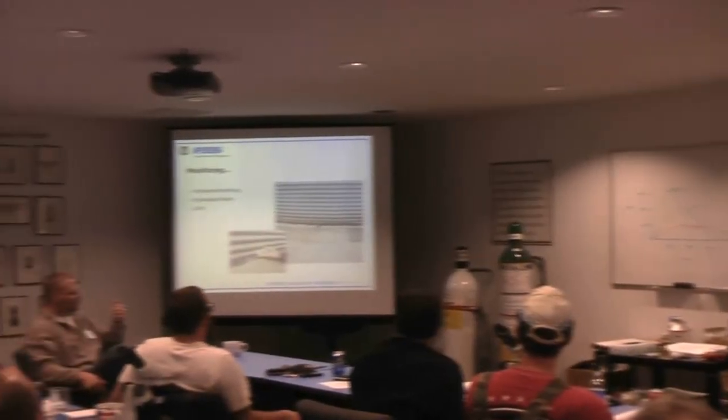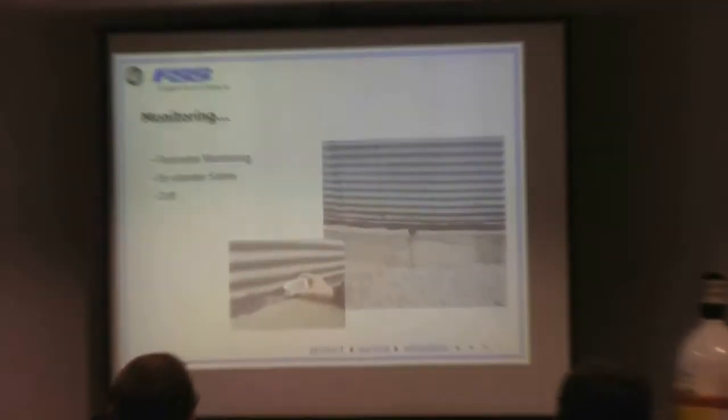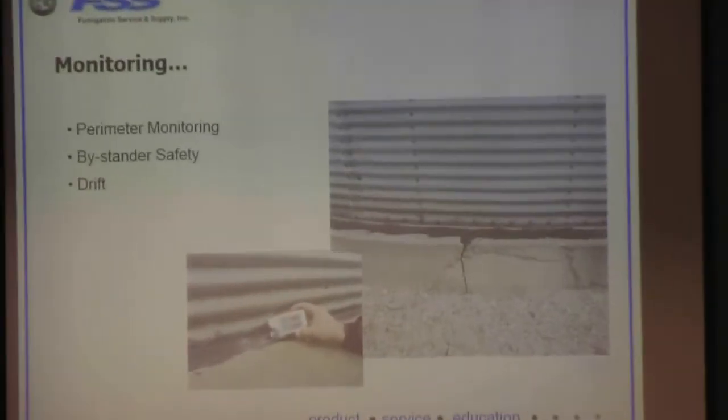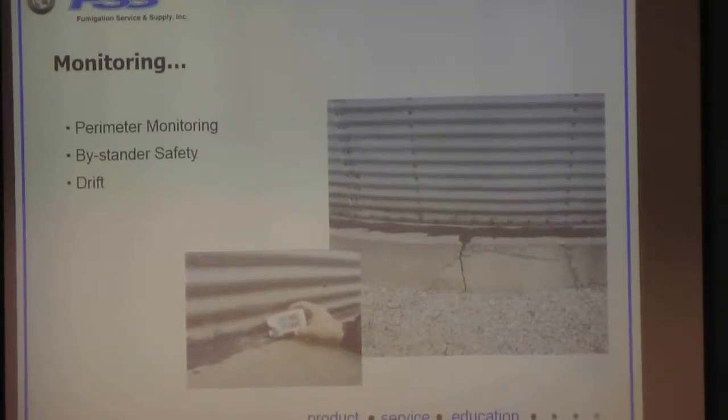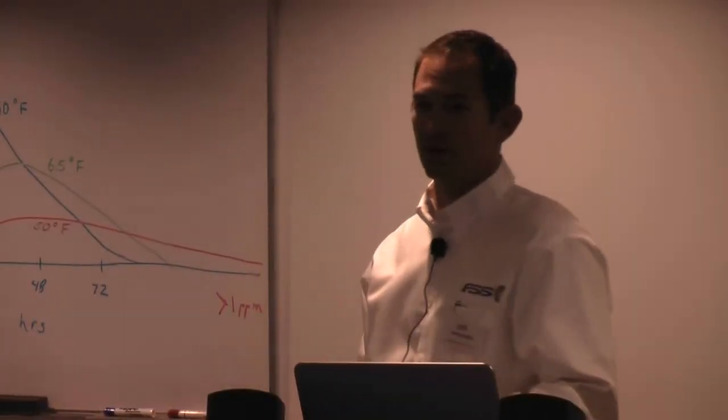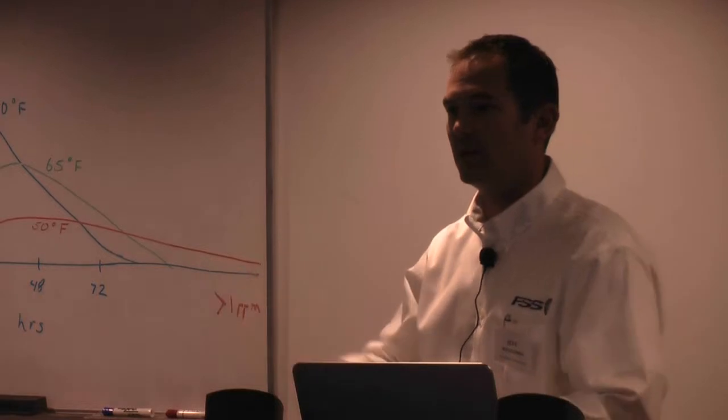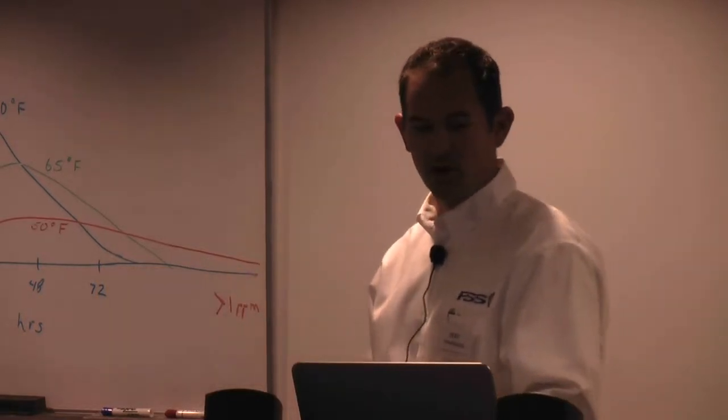Perimeter monitoring is important to do because we talked yesterday about safety, and that's got to be your number one priority. We're monitoring for bystander safety. You guys are in the know about fumigation. You know what the inherent risks and dangers are. People walking by a bin or a structure don't. So it's your responsibility as a fumigator to make sure they're not putting themselves in, or you're not putting them in, danger.